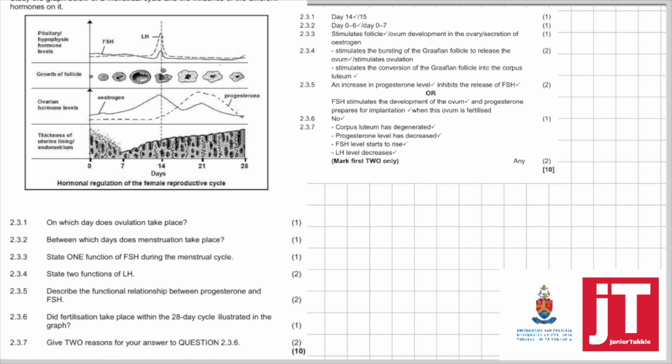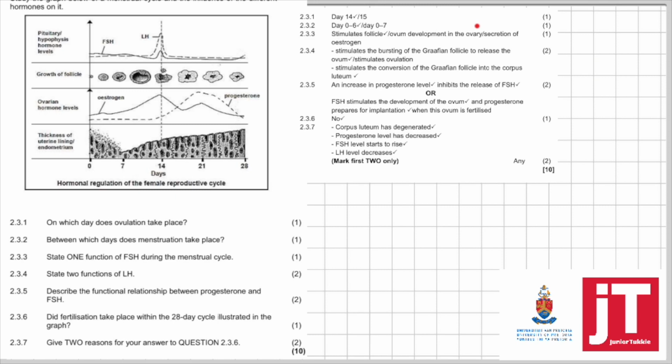2.3.3. State one function of FSH during the menstrual cycle. That's easy. FSH stimulates the development of the follicle from a primary follicle to a secondary follicle to a Graafian follicle. Okay. Here, the memo also wanted ovum development in the ovary, secretion of estrogen.